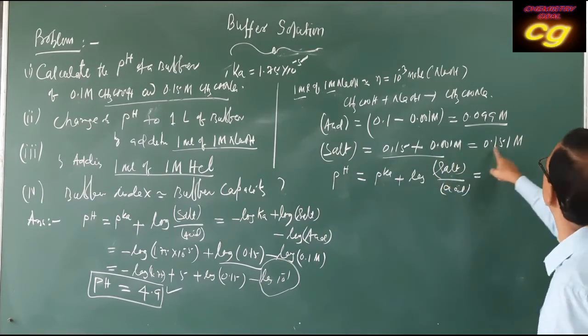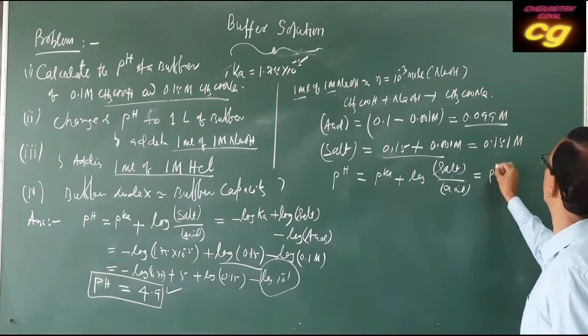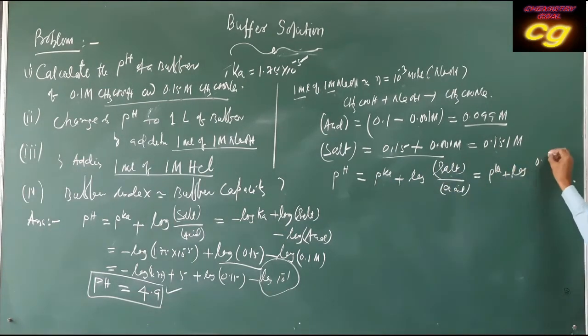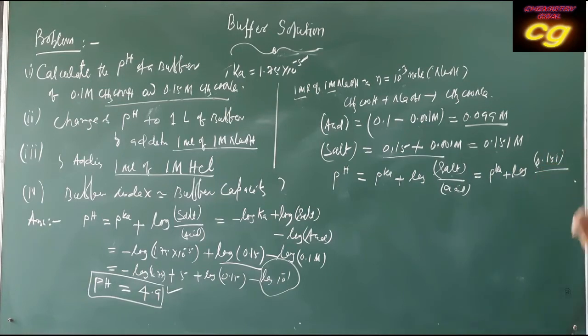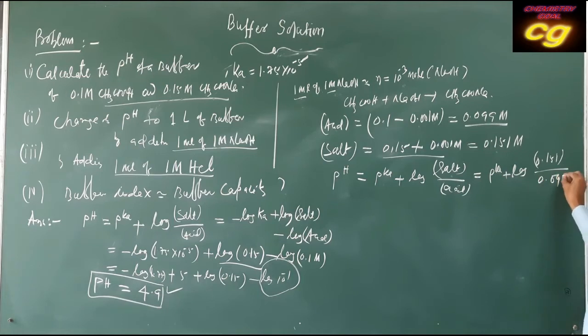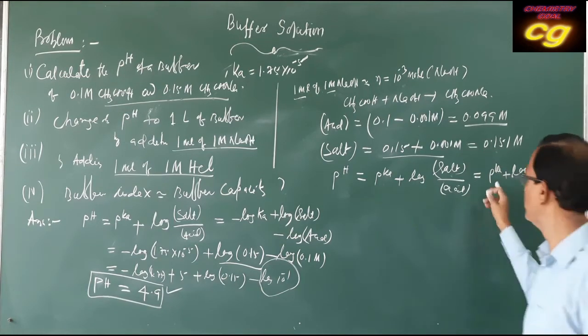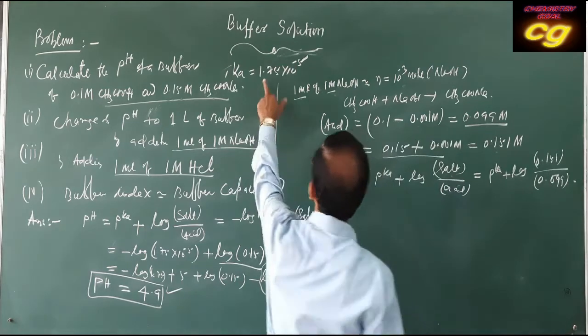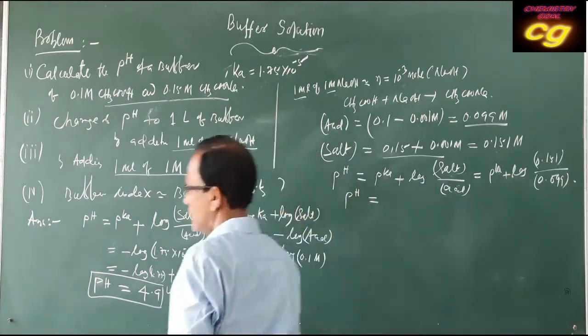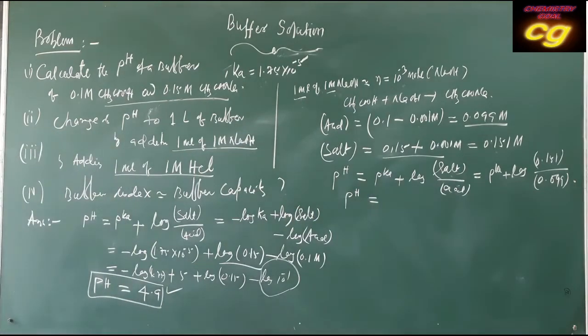Salt concentration will be 0.151. So pKa plus log of salt concentration 0.151, then acid concentration is 0.099. The pKa value you calculate using the Ka value 1.75. Your pH value will be the answer. You will calculate it. Your pH will be how much? 4.94.